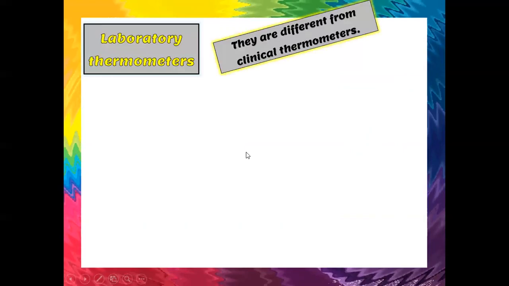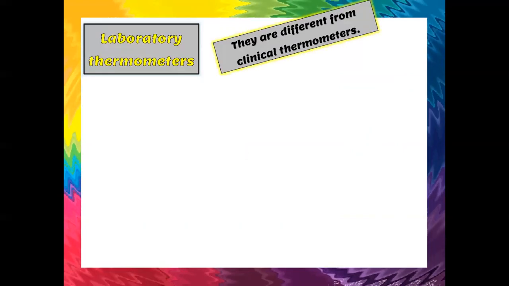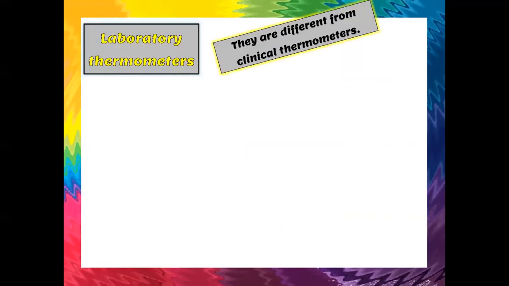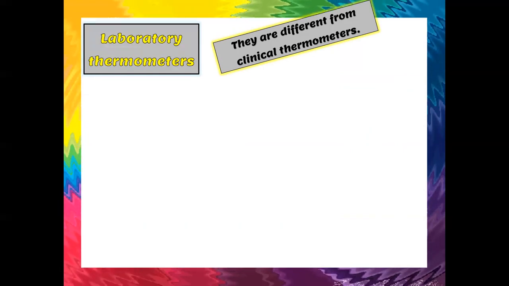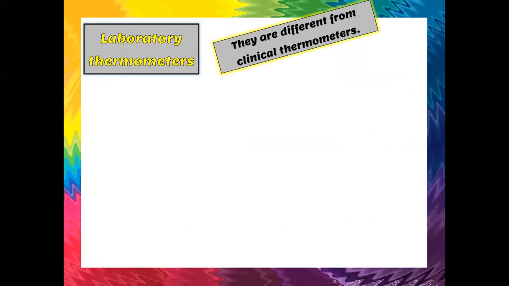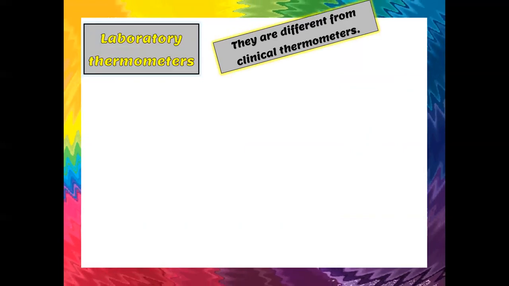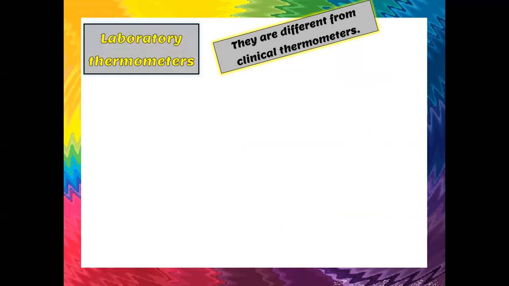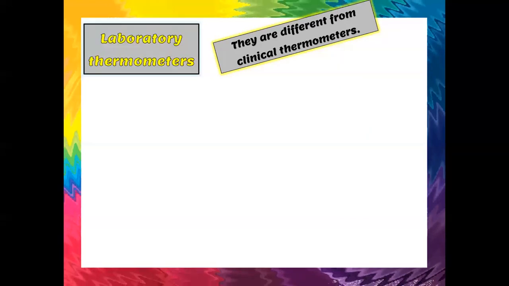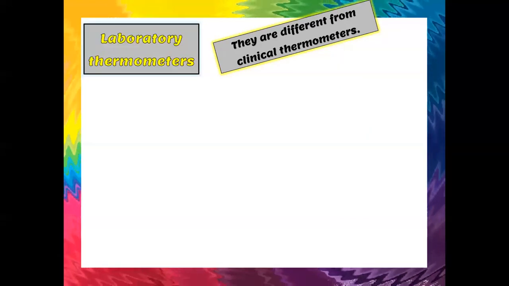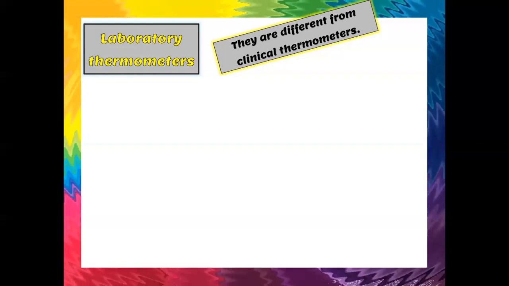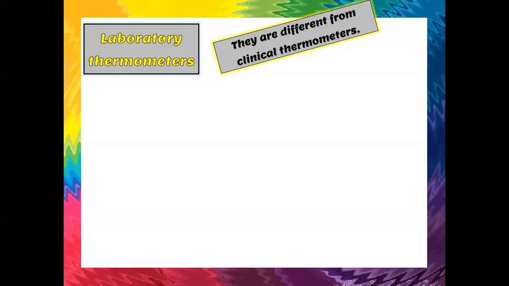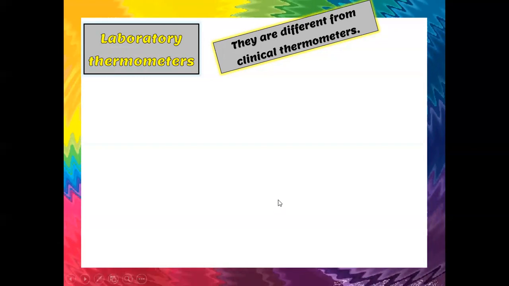Laboratory thermometers. Students, to mark the temperature scale on the glass tube of a thermometer, stand the bulb of a thermometer in ice cold water for at least a minute. Mark the level of the mercury in the tube as 0 degrees C, which is the freezing point of water. Now stand the bulb of the thermometer in boiling water for at least a minute. Mark the new level of mercury as 100 degrees Celsius, which is the boiling point of water. You can check this at home as well.